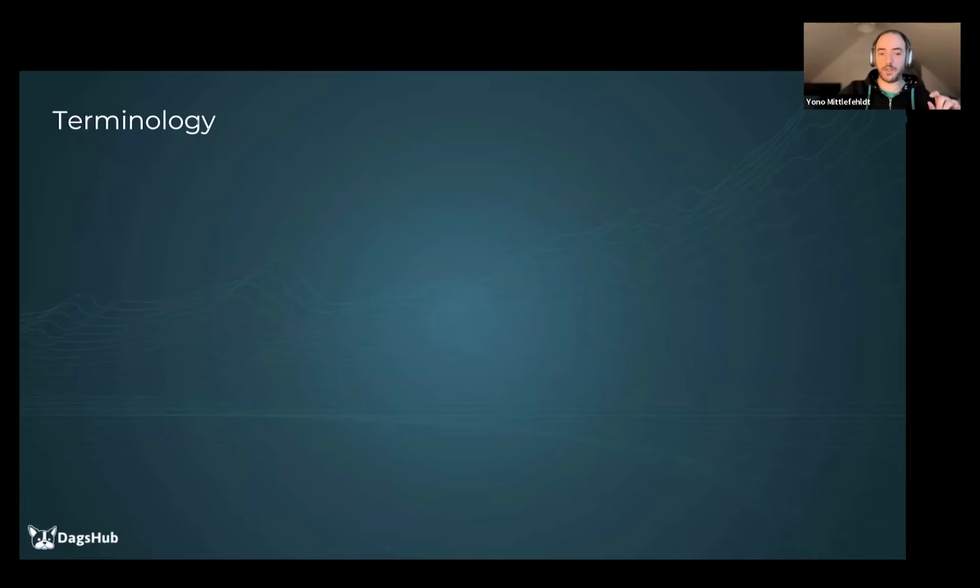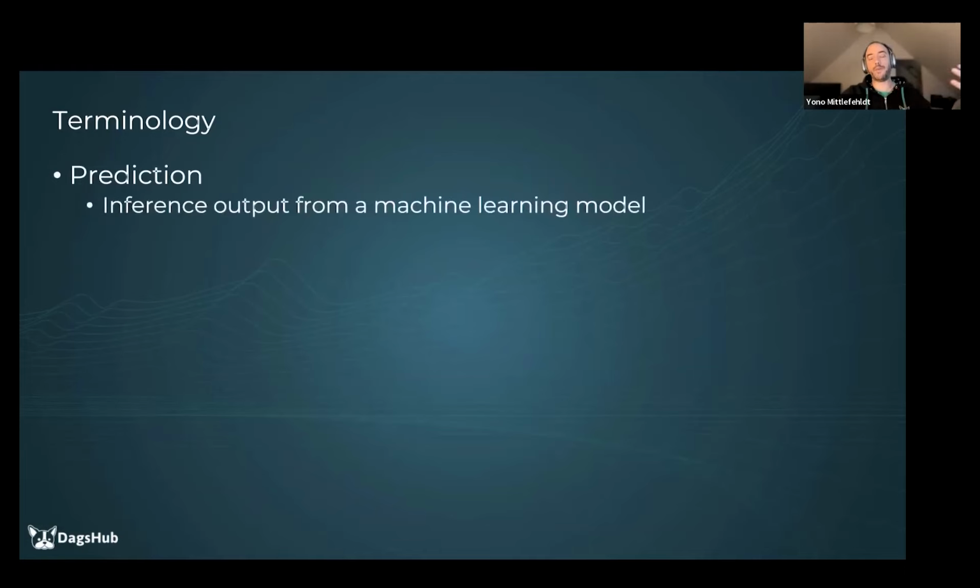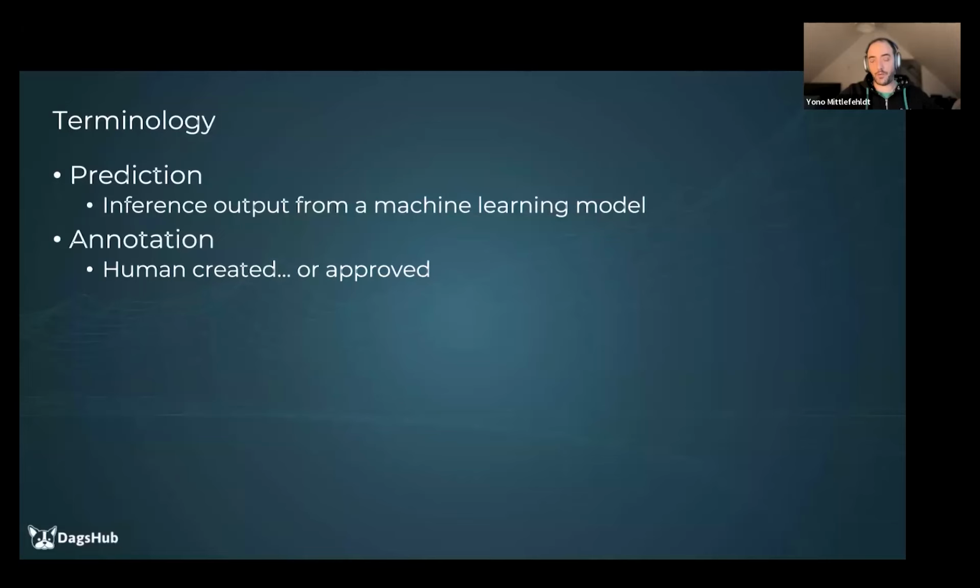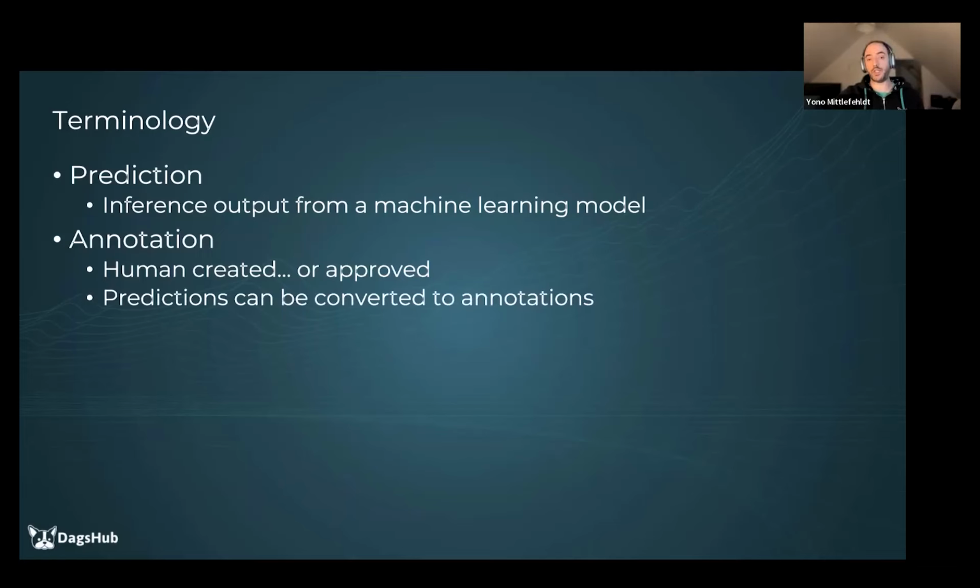Another interesting subtle difference might be prediction. Again, I don't want to insult your intelligence, but just to make things absolutely clear, we're talking about inference output from a machine learning model, much like in our demo we just had. That's different from an annotation, which is human created or approved. So what my machine learning model was doing, it wasn't returning annotated data back to Label Studio, it was returning a prediction. This prediction could then be turned into an annotation by a human annotator or a labeler. Okay, very subtle difference, but important to know so you don't trip yourself up.